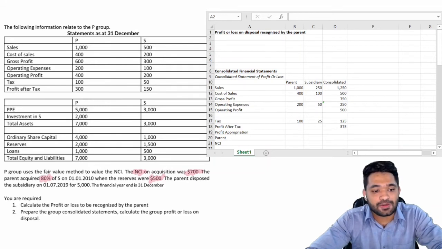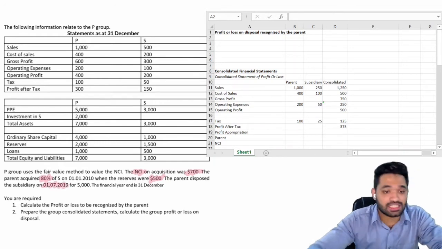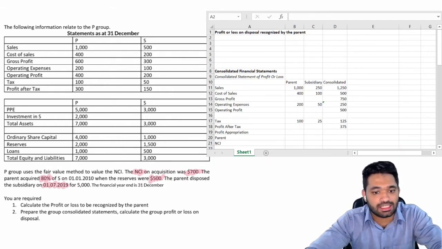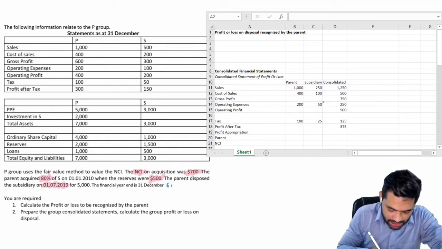The parent disposed of the subsidiary on 1st of July 2019. Now looking at our financial statements, our year end was 31st December. So this is going to be a mid-year disposal. This is basically disposed of on 1st of July. So we have only had the subsidiary in our organization for 6 months only.